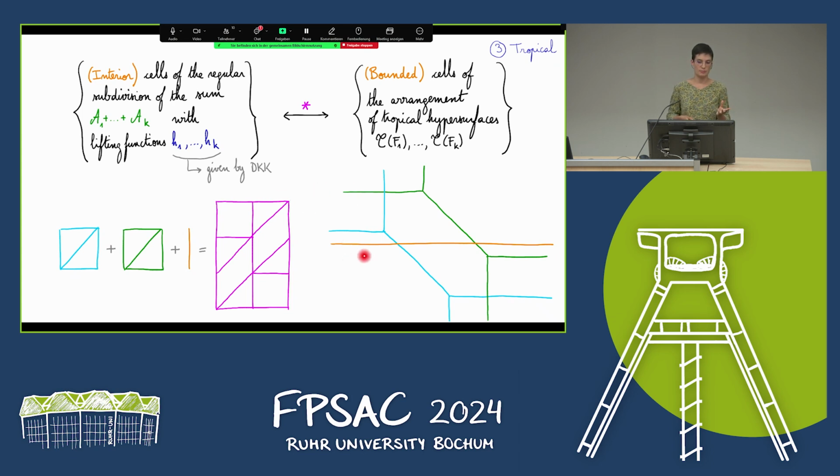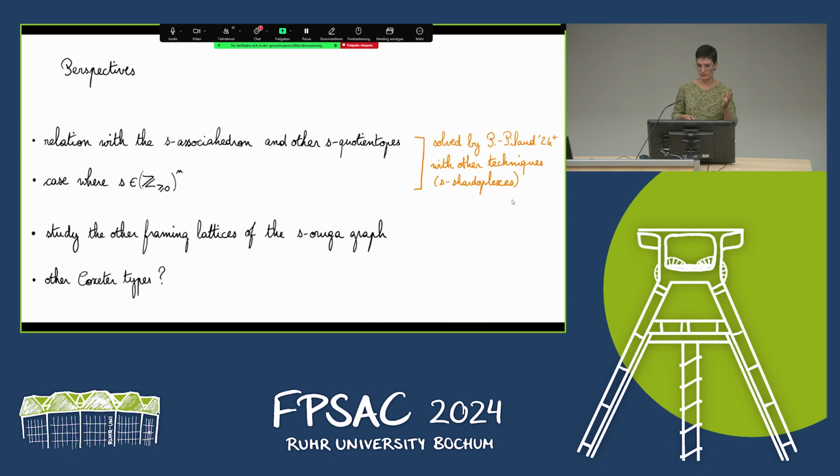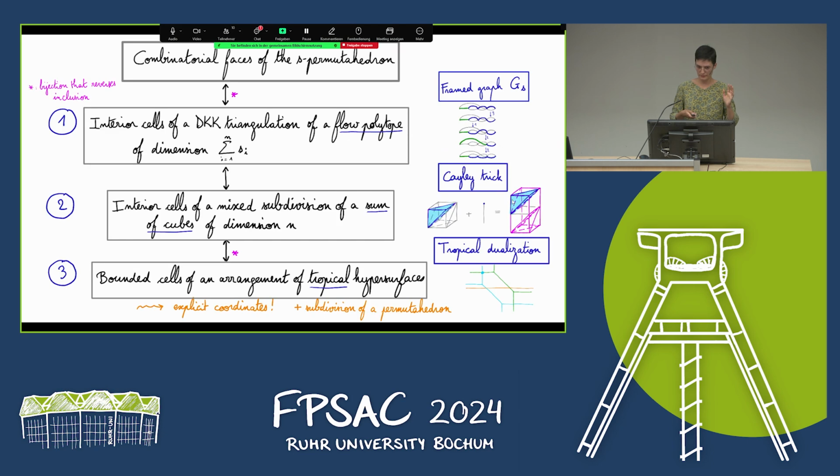So in this example, we have these 3 tropical hypersurfaces. And if we restrict to the bounded cells, we have exactly the faces of an s-permutahedron. So we could really give very explicit coordinates for this s-permutahedron whose vertices correspond to our s-permutations. Sorry. So this is a bit of a recap of the 3 steps of the construction.